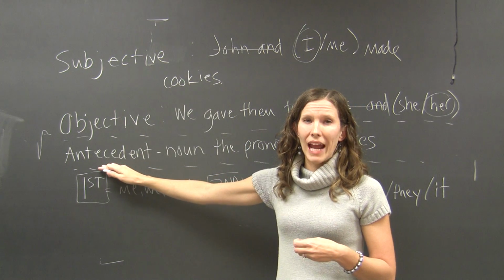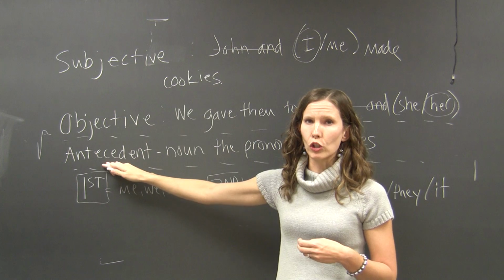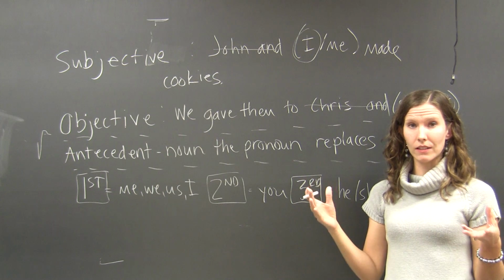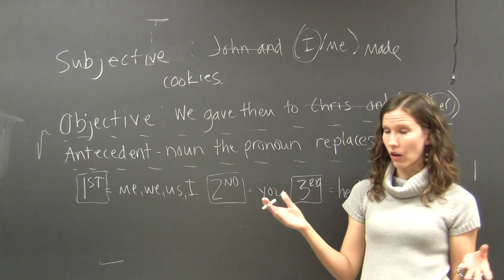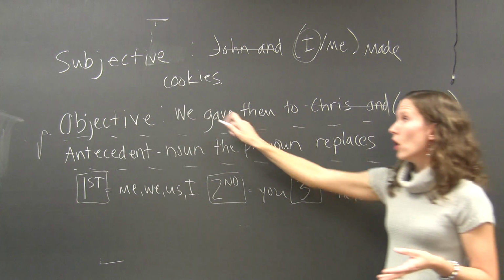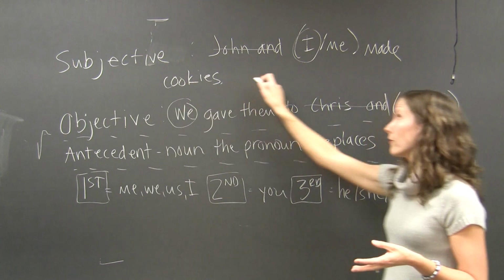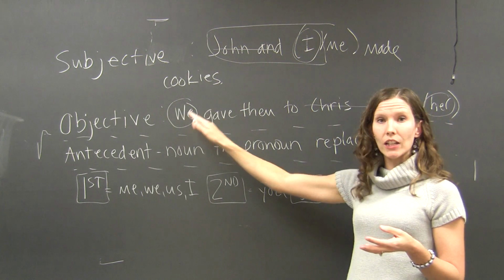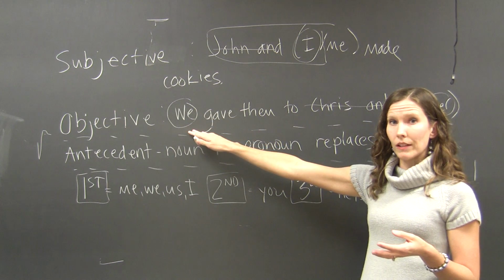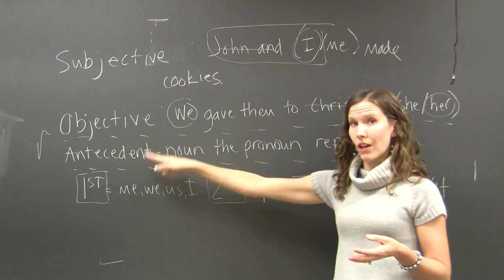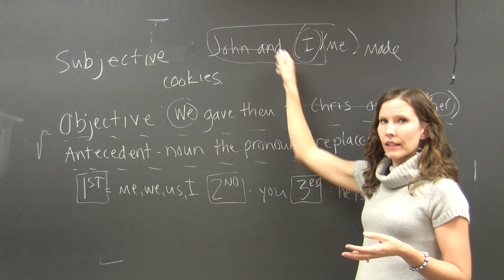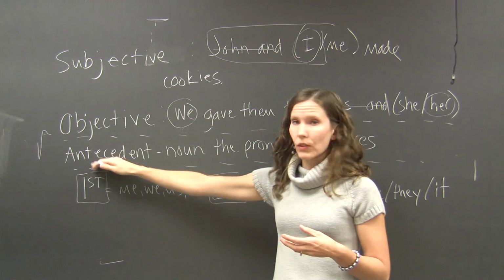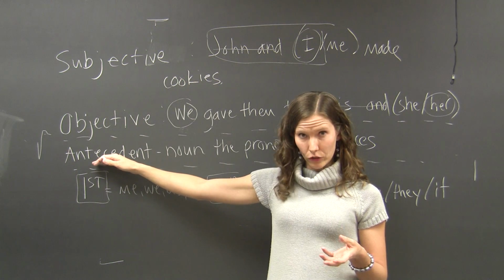Okay, moving on. We're going to talk now about pronoun antecedent agreement. You need to know this term. So antecedent is the noun that the pronoun replaces in the sentence, because that's the function of a pronoun, to take the place of the noun. So in this sentence right here, we is the pronoun that's referring to John and I. Instead of repeating John and I gave them, I used this pronoun instead. So the antecedent of this pronoun is John and I. That is the noun that this pronoun is replacing. So that's really important that you know this word so that when we talk about pronoun antecedent agreement, you know what that means.